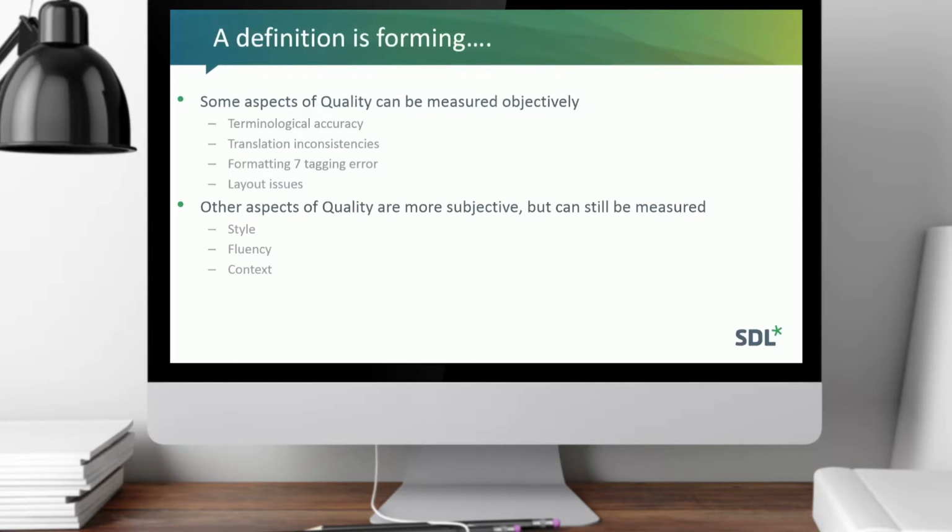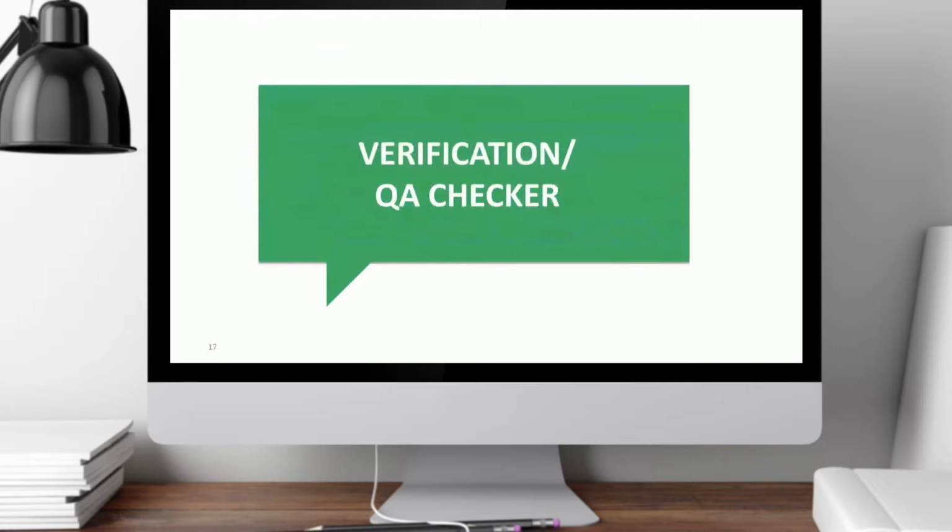So these things can be measured objectively from the list that we just saw on the previous slide. There are some objective concrete measures. Terminology you can verify. You can verify inconsistencies, formatting, tagging errors, layout issues. All of those things can be quantified. Other aspects of quality are more subjective: style, fluency, and context. But you can still, as a reviewer, have a qualitative and quantitative response to what might be deemed a subjective error.